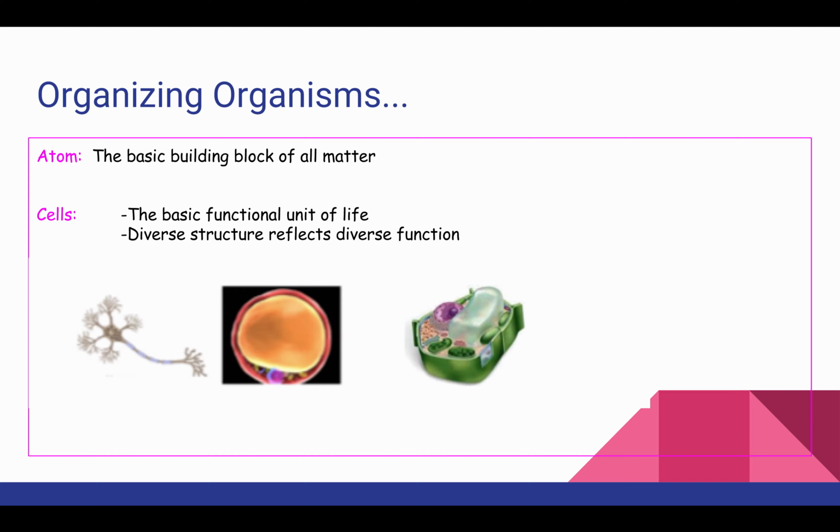So we have the nerve cells on the left with the long processes that enable them to deliver electrical signals. We have the egg cell that is structured to carry out its process of nourishing and developing the embryo and fetus. And we have that rigid plant cell structure that gives stability to the plant.